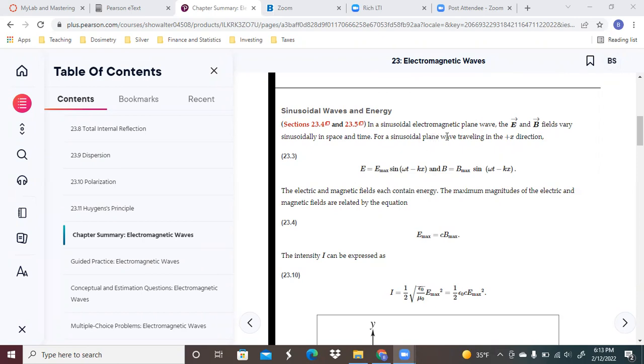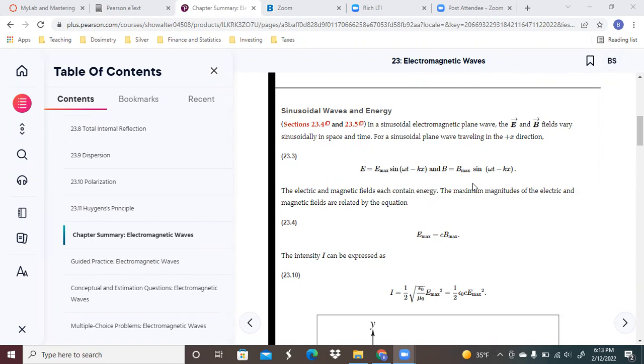For a sinusoidal plane wave traveling in the positive x direction, the electric field magnitude is going to be the maximum multiplied by the sine of omega t minus kx. The same thing is going to hold true for the magnetic wave, except of course it's dealing with the maximum in the magnetic field. So the electric and magnetic fields each contain energy.